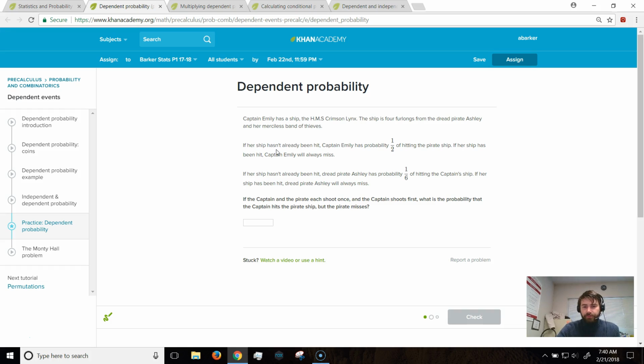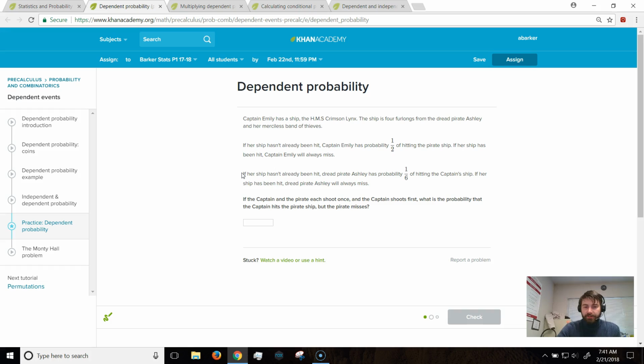If her ship hasn't already been hit, so this is the condition, right? If her ship has not already been hit, Captain Emily has a probability of 1/2 of hitting the pirate ship. And if her ship has been hit, she always misses. So this makes things very cut and dry. And so this is dependent, right? Her ability to hit the pirate ship is dependent on whether or not she's been hit. If she's been hit, then she's done.